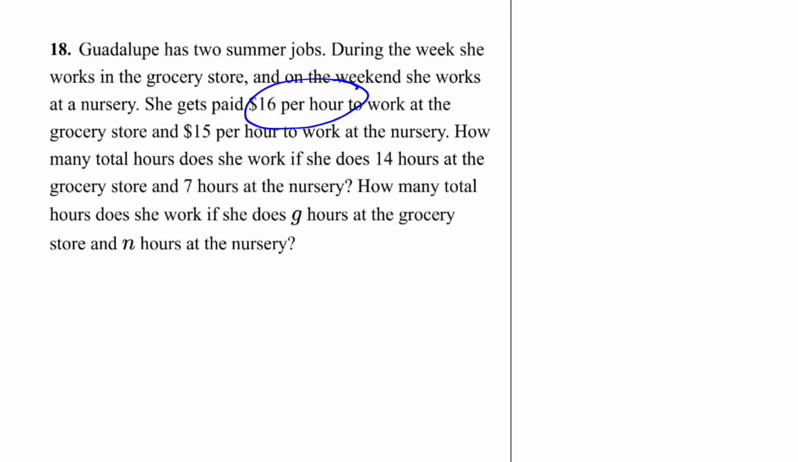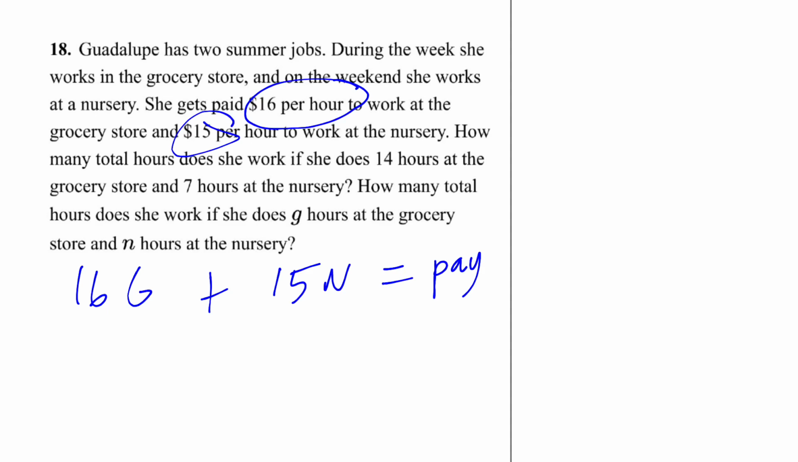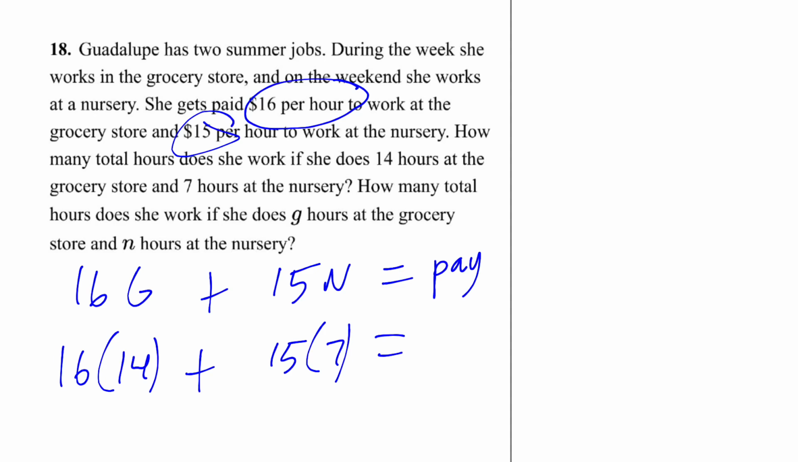$16 an hour at the grocery store, so I'll put 16G. $15 an hour at the nursery, so I'll put 15N. That's my general formula for the amount of pay you get. Specifically, we do 16 times 14 hours plus 15 times 7 hours, and that's our total pay. So in this example, it's $329.